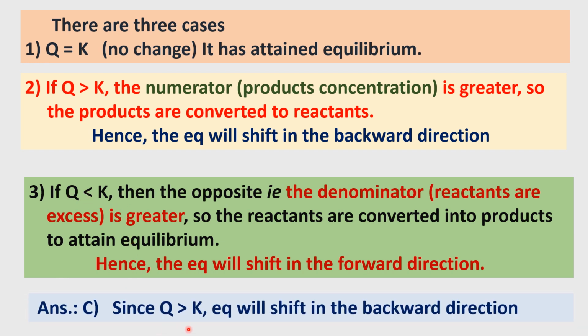But in our case, Q value is greater than K. Therefore, the equilibrium will shift in the backward direction because the products are larger. So, they are converted into reactants. So, the reverse reaction will take place.